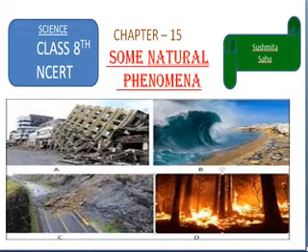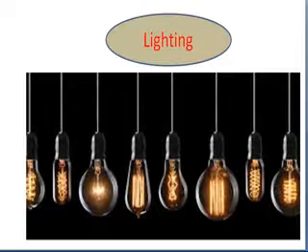So, let us begin with some natural phenomena. First, we will start with lightning. Now, what is lightning? You all might have seen lightning. Yes, lightning is an electric spark, but on a huge scale. Lightning is caused by an accumulation of charges in the clouds. We need not be afraid of lightning, but we have to take proper precautions to protect ourselves from deadly sparks. Now, the question comes, how are these sparks formed?